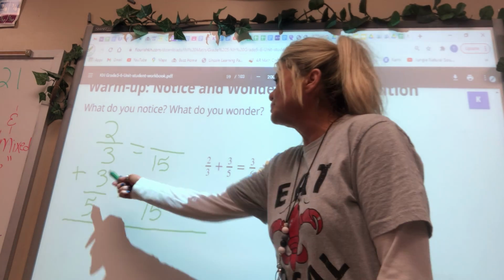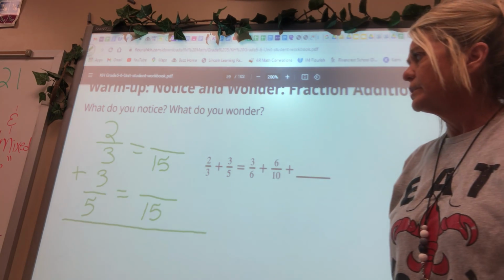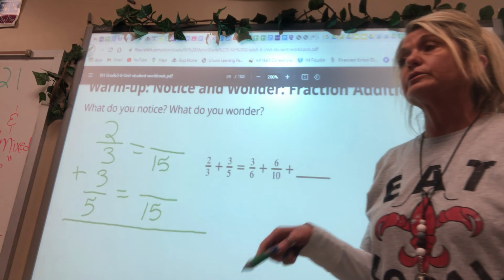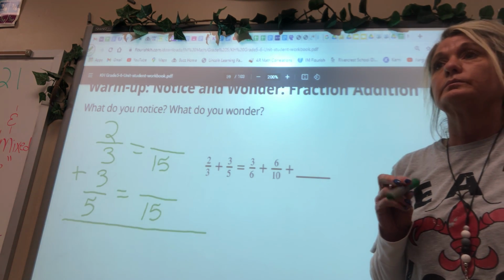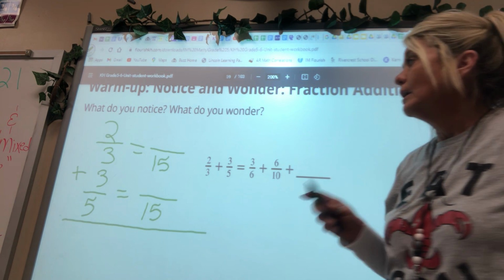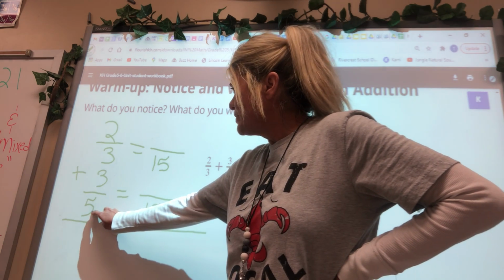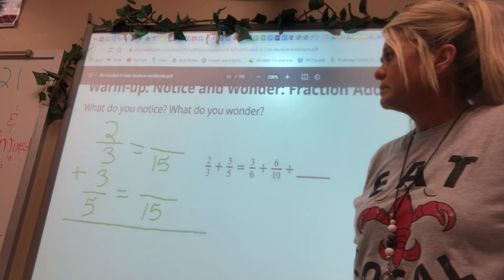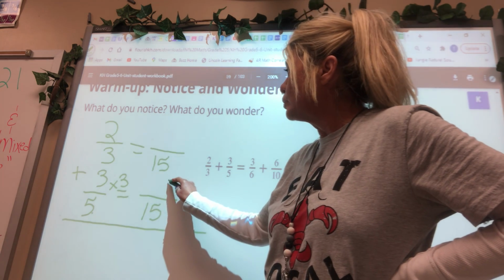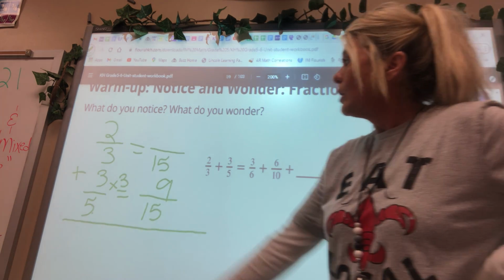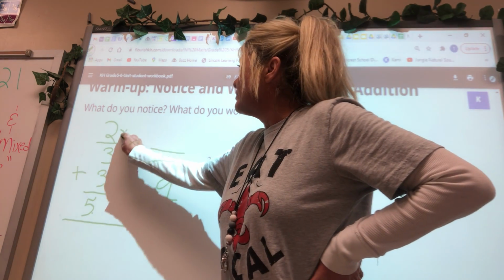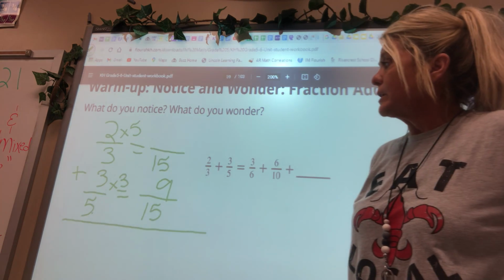All right, now can I just bring these numerators on over? No. I got new denominators, so I have to have new numerators. What would I have to do to 5 to get 15? So I have to do it to this also. And my new one is? 9. What would I have to do to 3 to get 15? So I have to do it to this one. So this new numerator is?